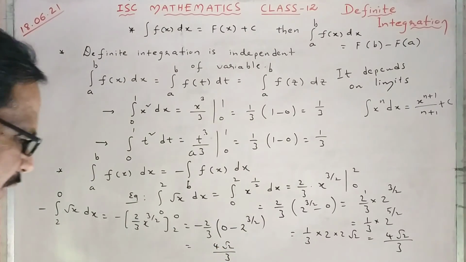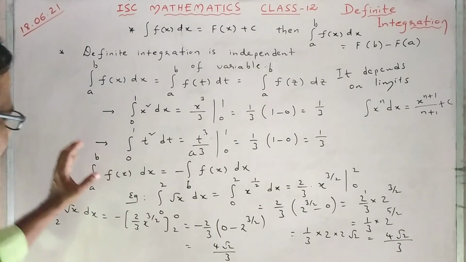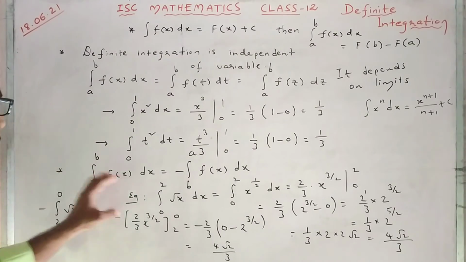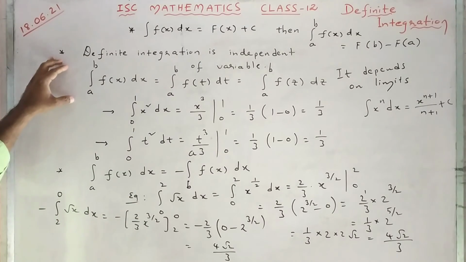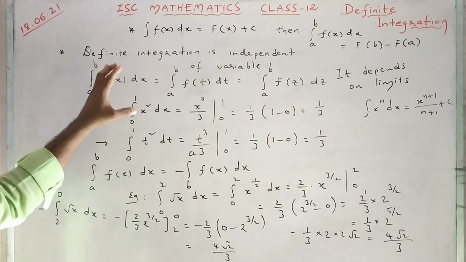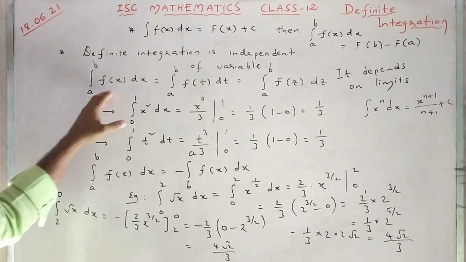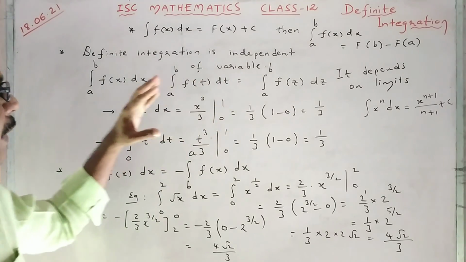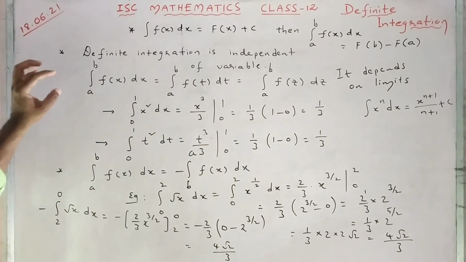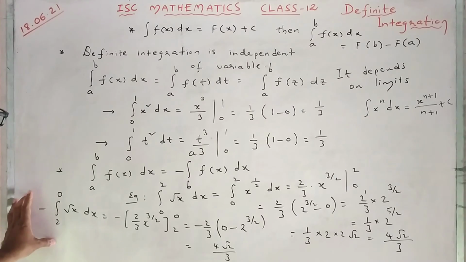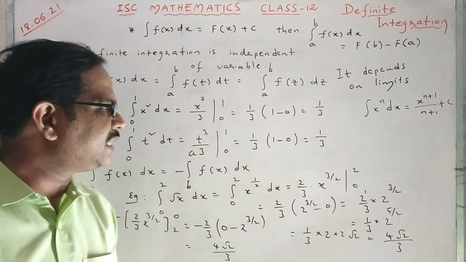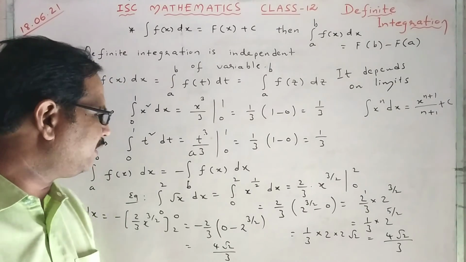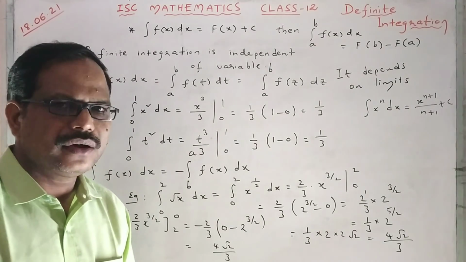That means if you interchange the limits, then integral symbol will be changing. Remember that point. First point is definite integration is independent of variable. Any variable we can take, but it depends on limits. Limits are important here. Okay, second property, if you just interchange the limits, the symbol will be changing. Okay, hope it is clear.